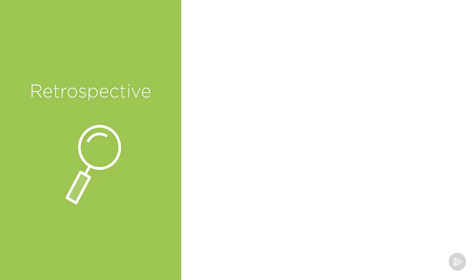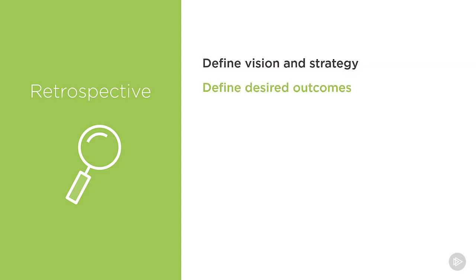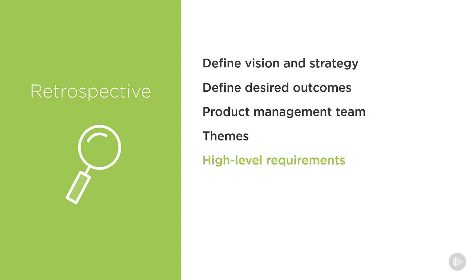Let's briefly summarize what we have until now. The elements that you need to document a product roadmap are defined vision and strategy, defined desired outcomes, product management team, themes, and high-level requirements. Don't forget that a product roadmap is an evolving document and that you need to update it frequently. Sometimes the teams forget about the roadmap. They focus more on user stories and fail to follow the product roadmap or to update it if necessary.